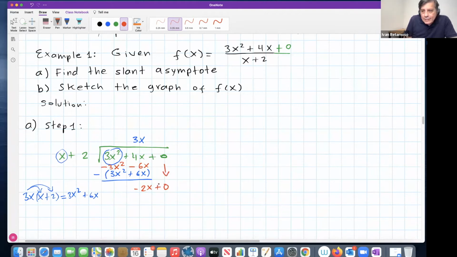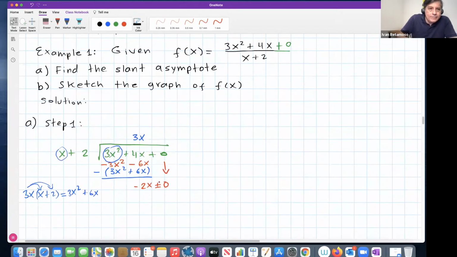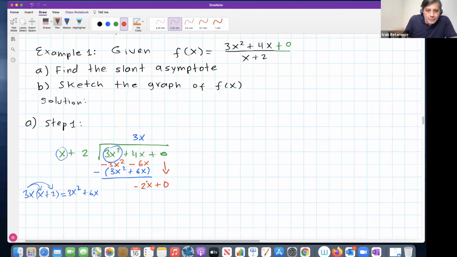Bring down the next digit, which is a 0, repeat the same process. So we do this one more time. Okay, negative 2x divided by x now is negative 2. It's right here, negative 2 on top of the constant term. Negative 2 multiplying x plus 2 is negative 2x minus 4. Negative 2x minus 4. Now you gotta subtract this from this.